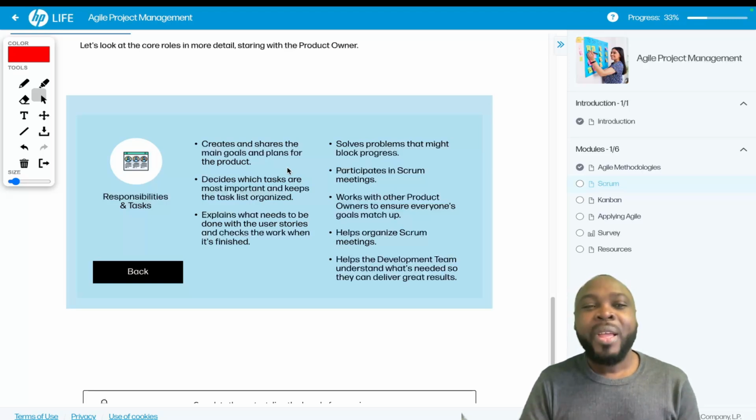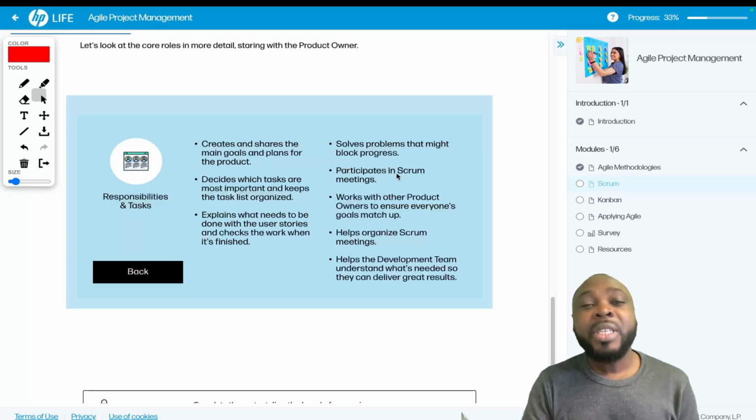Now, he also explains what needs to be done with the user stories and checks the work when it is finished. So from epics, to features, to user stories, to the tasks, this person makes sure that the task being worked on aligns with the user stories that have been developed. In a bit, we'll look more at the user story. Now, he also solves problems that might block progress. So maybe there is an issue with understanding what the user really wants. He goes back to the user, gets clarification, comes back to the team, clarifies, and the team can move on with developing what the users or customers want.